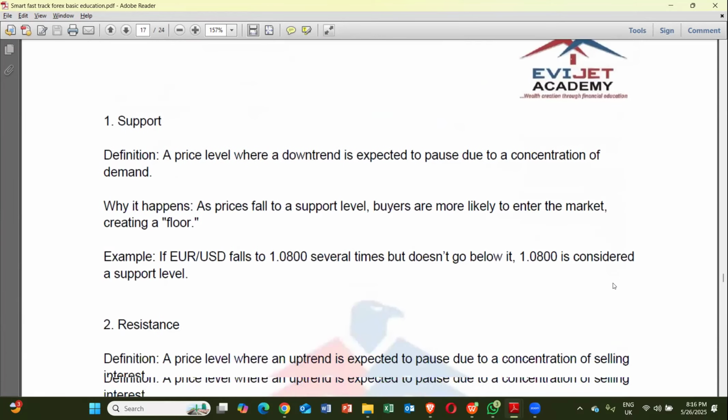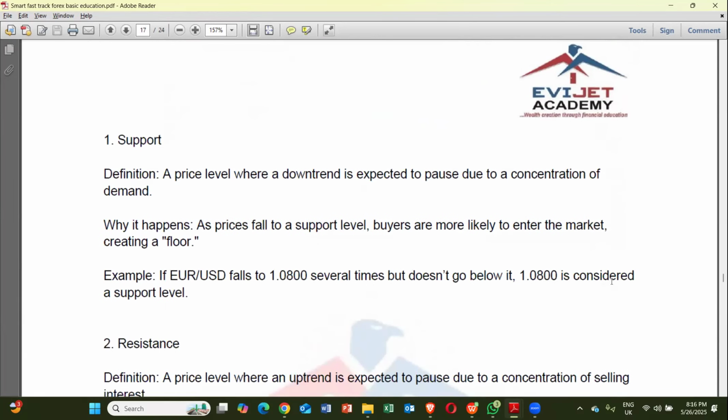Let me define support: a price level where a downtrend is expected to pause due to a concentration of demand. Why does it happen? As prices fall to a support level, buyers are more likely to enter the market, creating a floor. For example, if EUR/USD falls to 1.0800 several times but doesn't go below it. Can you see that word, several times? As it keeps coming there, it's bouncing on it, and that floor is getting weakened.